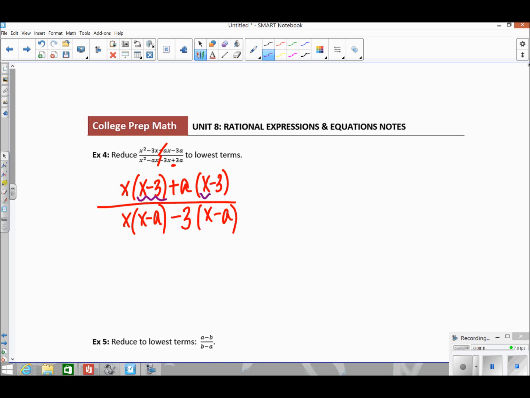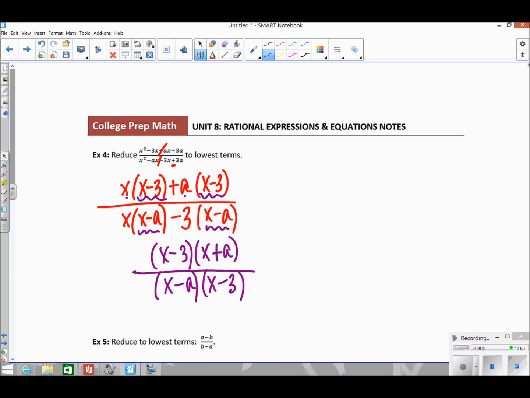So now I can take out the x minus 3, and I'm left with x plus a. And then here I'm going to take out an x minus a, and I'm going to be left with an x minus 3. So then the pieces that cancel, I'm going to have x minus 3 that's going to cancel, and I'll be left with an x plus a on top over an x minus a on the bottom.